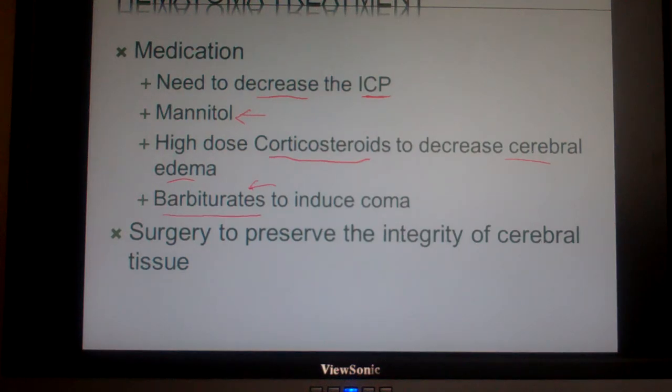And surgery, of course, is pretty much mandatory in all of these hematomas. You got to stop that bleeding, right?